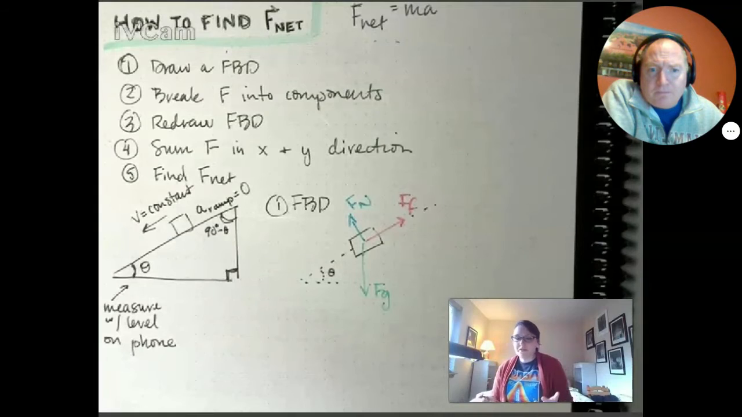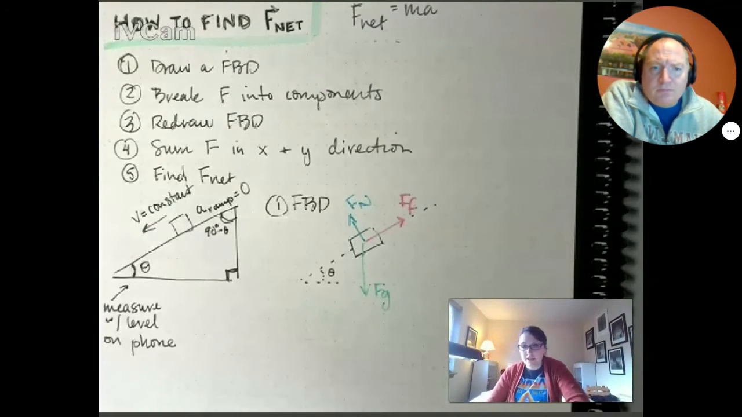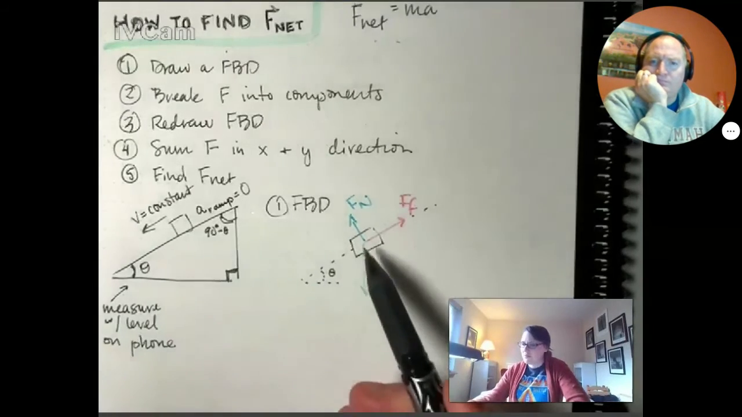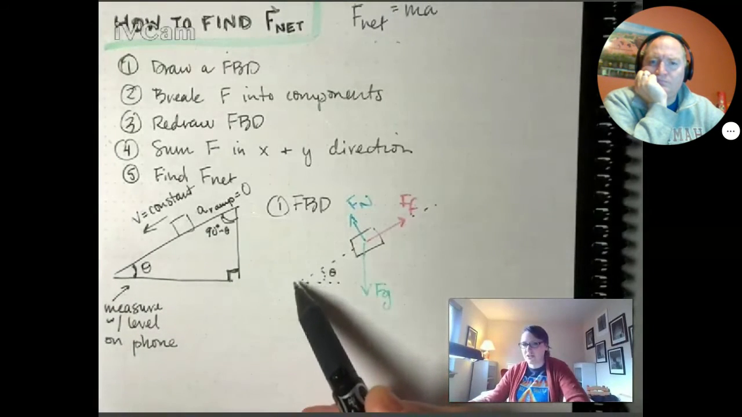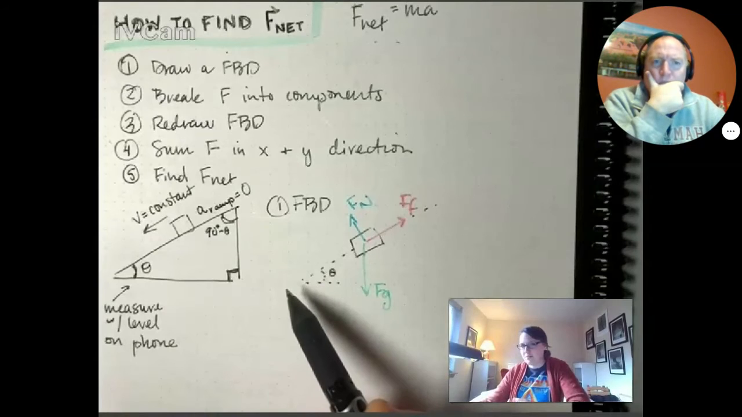So a couple things I want to ask you before we do that. First, what's making this object move downhill? Your instinct is to say it's the force of gravity. And you're right. But it's really hard to see that in this situation. This object is moving in this direction. The force of gravity doesn't appear to be acting in that direction.